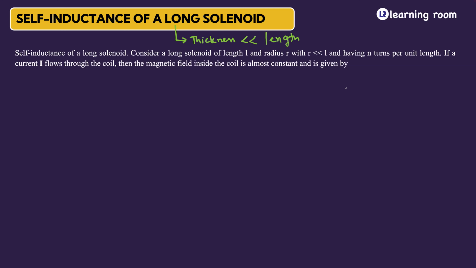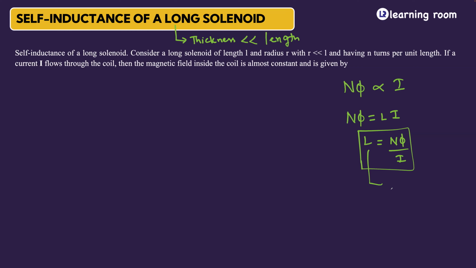But if you recollect, we saw that the flux generated across the coil is directly proportional to the amount of current that was flowing through it. Right. So when you remove the proportionality symbol, the constant that you've introduced is L. So it is L into I. So L will be equal to N into phi divided by I. So what we need to find in this case is the value of L for a long solenoid. That is the meaning of this statement.